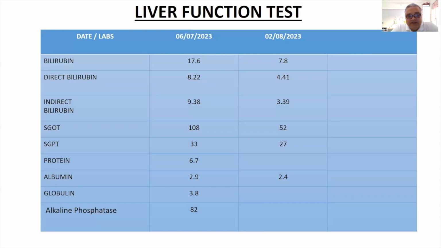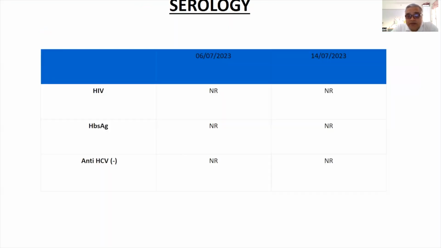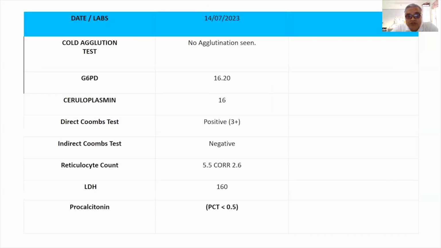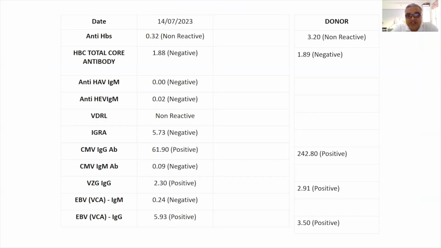Lab parameters LFT fairly okay, albumin 2.4, which indirectly tells you what amount of fluid you should give intraoperatively. Triple H negative, direct Coombs test positive, which was informed to the blood bank and cross-matching was done according to that. This is all routine investigation we do when we post a patient for liver transplantation.